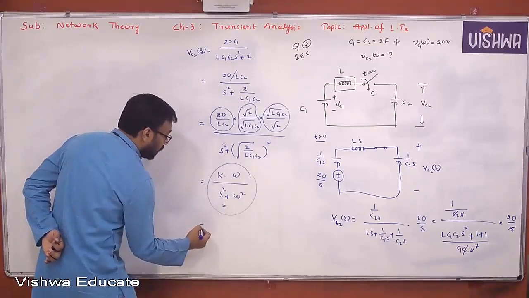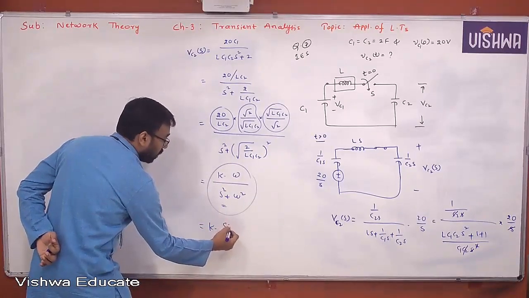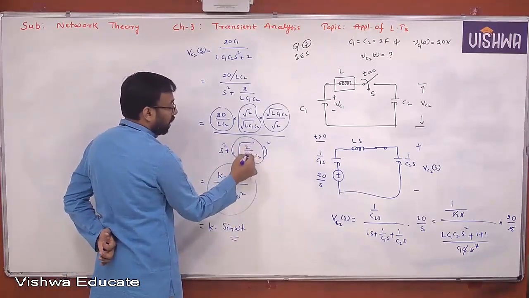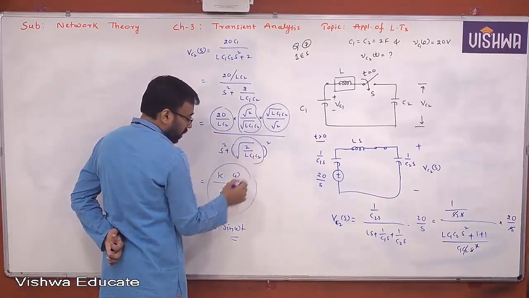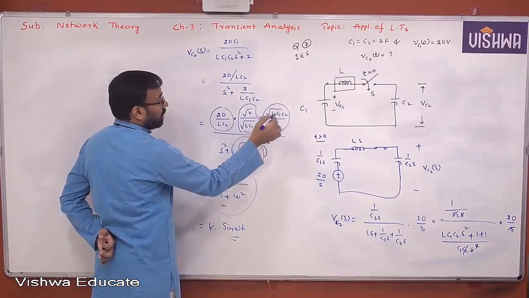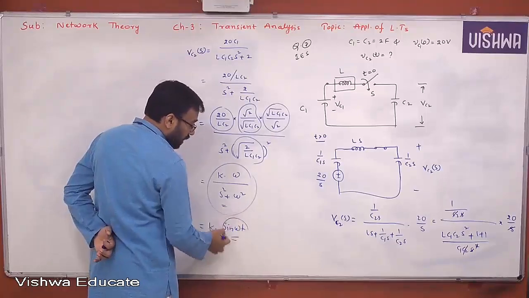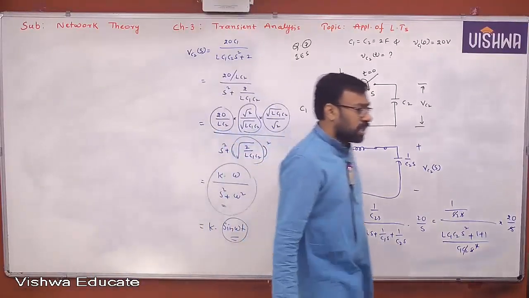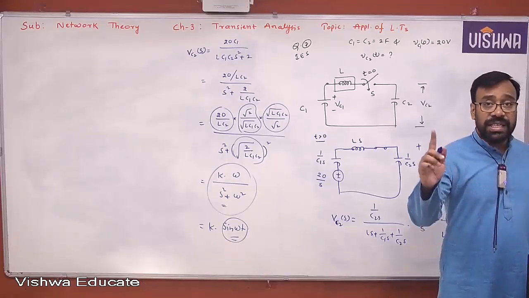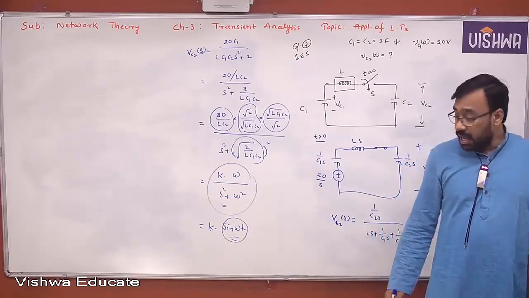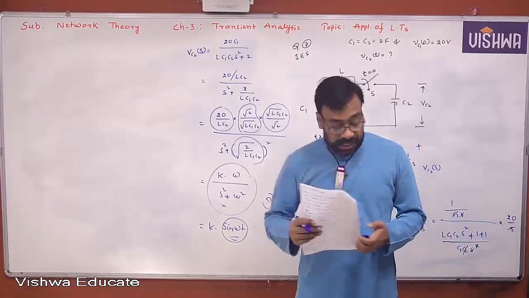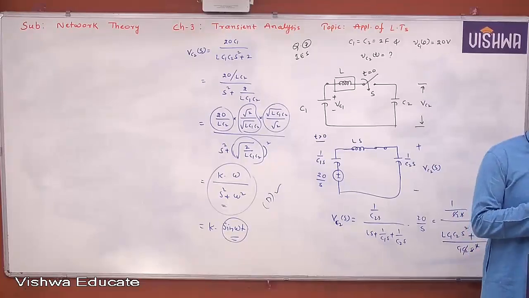What is this actually? You get here K times sine omega t. So what is that omega? You know very well, this value root of 2 by L C1 C2, and what is K? You know very well, 20 by L C2 into root L C1 C2 by root 2. So therefore you got a sinusoidal response. Out of 4 options given, fixed voltage 20 volts, fixed voltage 10 volts, and so on, option D is given as sinusoidal voltage. I can go with option D. Option D is the correct answer. No doubt, all of you?